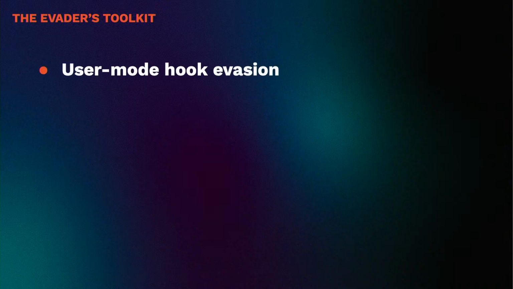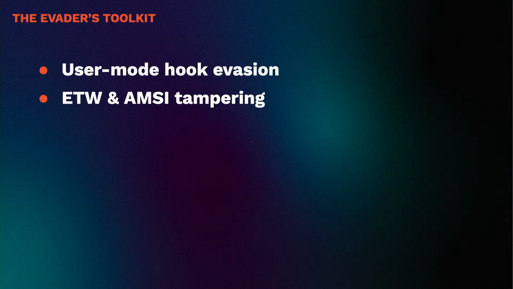So let's look at the evaders toolkit. What are the different ways that attackers are doing evasion today? So the first one is user mode hook evasion. We'll touch on that in a bit. And then there's ETW and AMSI tampering, right? So ETW on Windows is event tracing with Windows. I hope people are familiar with that. And AMSI is just basically the anti-malware scanning interface.